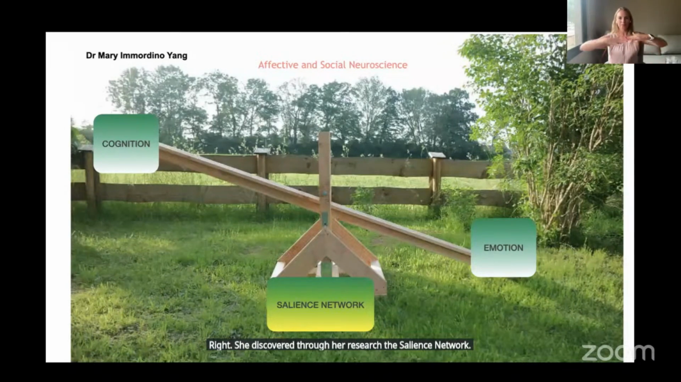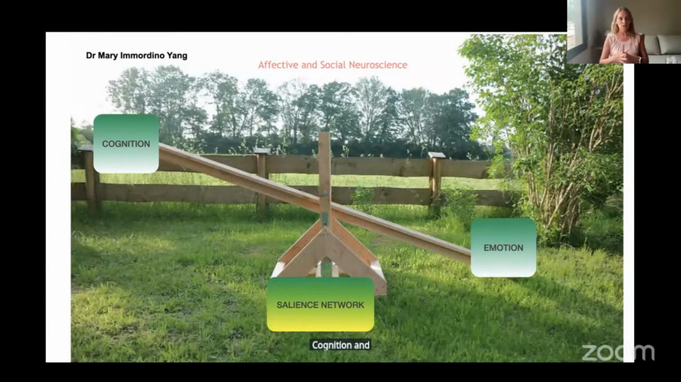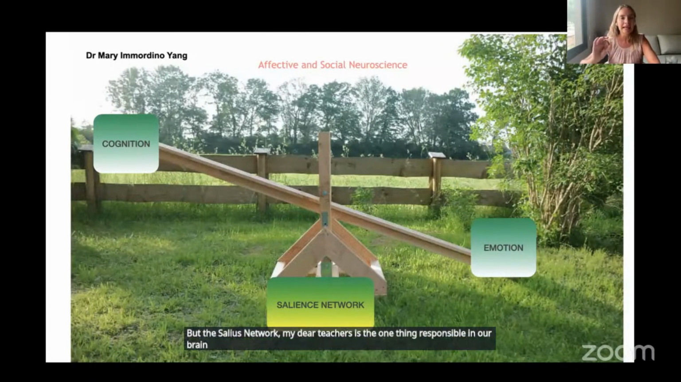So what is this seesaw that I am sharing with you in the screen? We've got cognition and we've got emotion, right? So what is a salience network? We know nowadays that in the past, we used to consider cognition and emotion as two separate universes within ourselves, which is not true. Cognition and emotion are constantly interwoven in our brain so as to create who we are. But the salience network, my dear teachers, is the one thing responsible in our brain to establish what we care for and what matters to us.